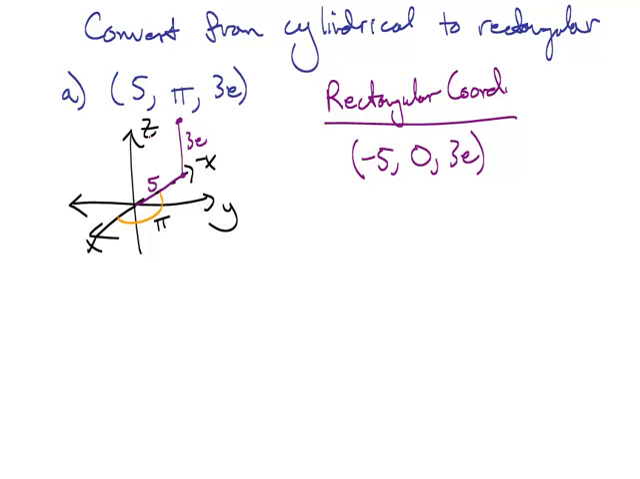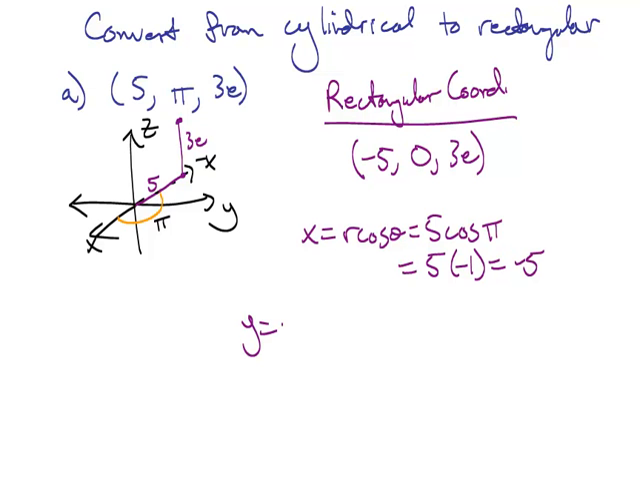Now, if you can't see that as well, you can always use those conversions. x is equal to r cosine theta, as we said. That's 5 times the cosine of theta, which is pi. Cosine of pi, that's right, negative 1. And so that's negative 5. Here we have y equals r sine theta, which is 5 sine of pi. Sine of pi is, that's right, it's 0. 5 times 0 is 0. So we get an x of negative 5 and a y of 0. And of course, z is z, 3e is 3e.